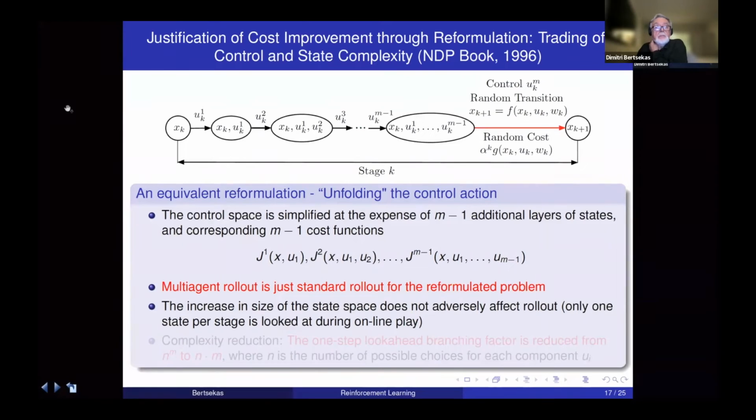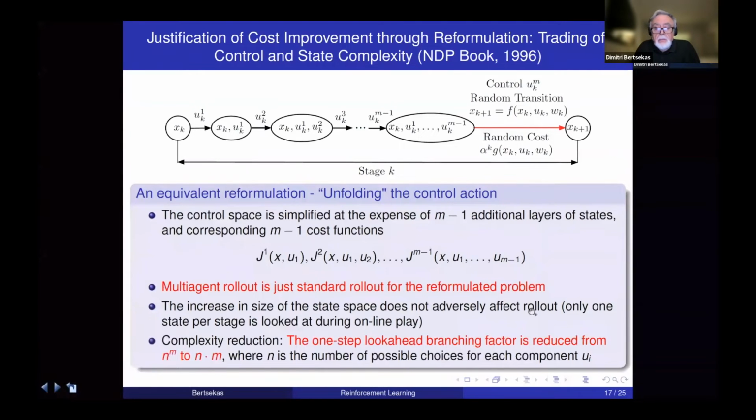There are three different ways. One is through simplified rollout analysis. The other one is what I just mentioned here. And the third one, which is analytical. You'll find all this in this survey paper that I mentioned earlier. And of course, the main benefit here is that the one-step look-ahead branching factor is reduced from n to the m to n times m, where n is the number of possible choices for each component.